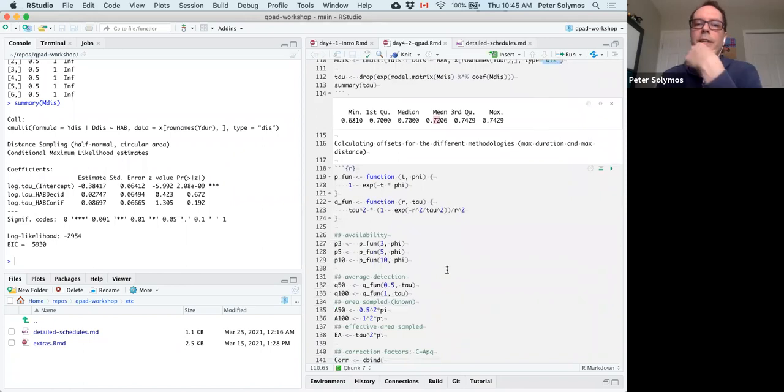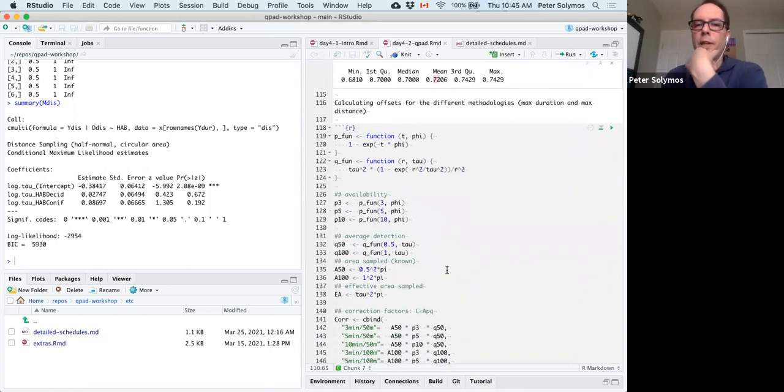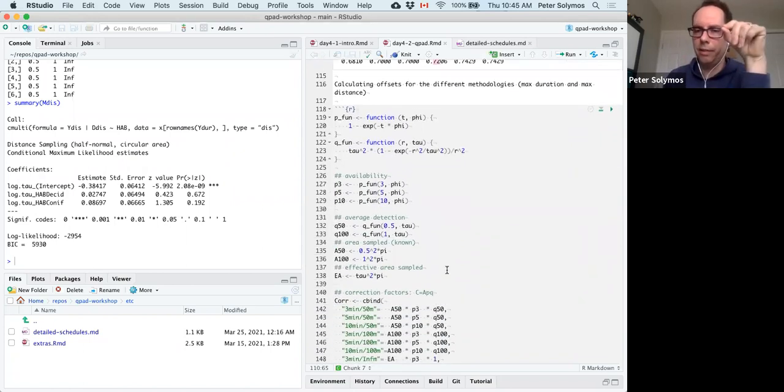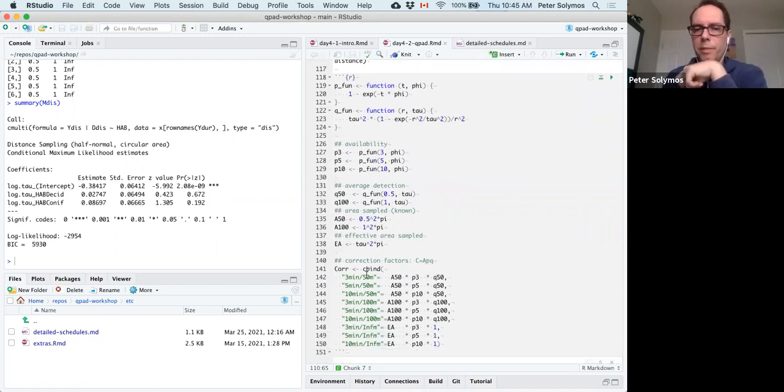So now let's see how we can calculate the offsets corresponding to those different methodologies. Again, 3-minute 50 meter, 5-minute 50 meter, and so on. So let's just create these two functions so that we don't have to look at ugly formulas all the time. The nice thing about R is that you can just put everything you don't want to see into a function and call that function, and it looks much nicer.